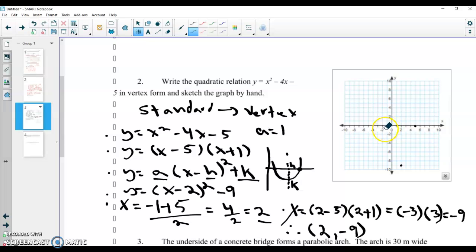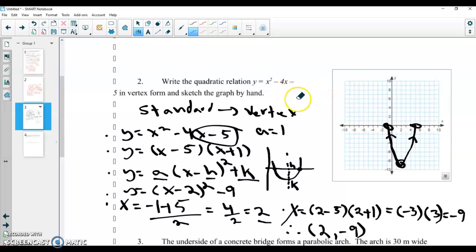We could also find our y-intercept, actually. We have our standard form, so that would be 0, negative 5. So we can use that as another point. So 0 and negative 5 over here. Then we can just sketch that gently, and then back up this way. And there's a rough sketch of our parabola with the vertex over here, our zeros over here, and over here.